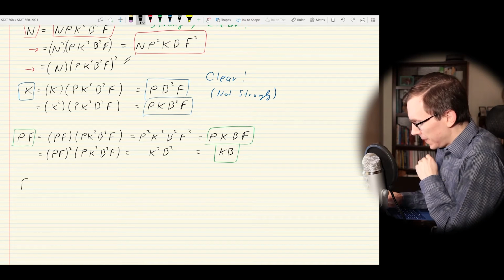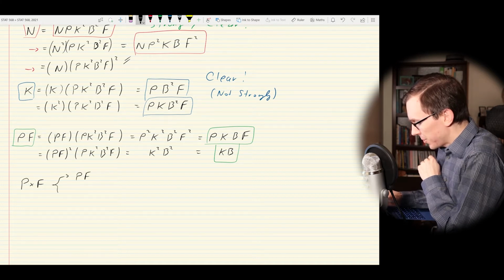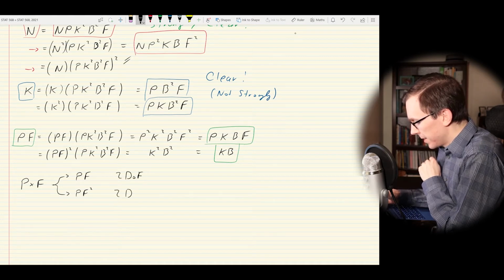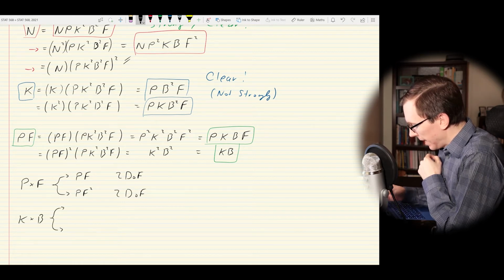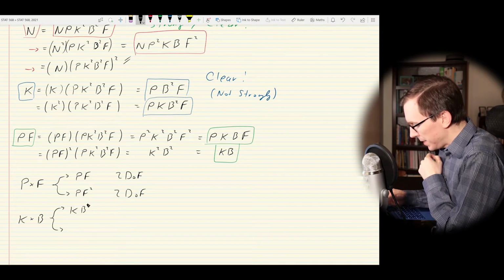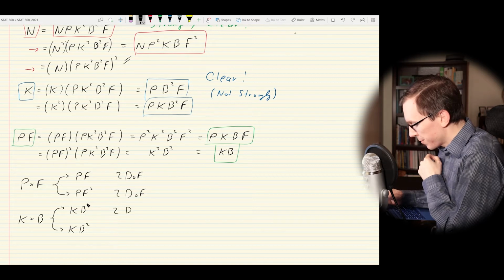Right, the general P crossed with F should have 2 terms. It should have a PF and it should have a PF squared, and each of these is going to have 2 degrees of freedom associated with it, which sum up to become 4. And similarly with K crossed with B. In this case, we would have just a KB and a KB squared, each with 2 degrees of freedom.